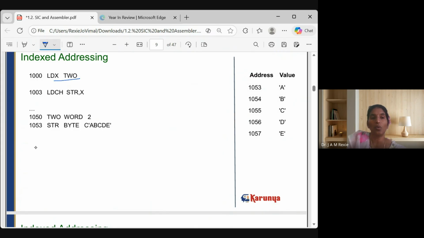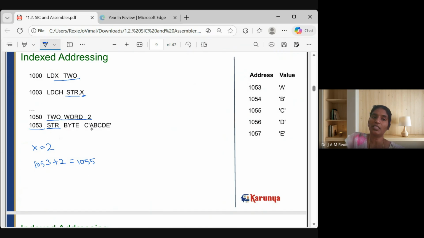So X is loaded with the value 2. At 2, what value is found? The integer value 2 is found. Next, we are having load character. Accumulator should be loaded with the character at str. So at str, X, since it is an indexed addressing, the X value should be added with str. So what is str? 1053. So with 1053, this index value should be added. So now we are getting the target address as 1055.